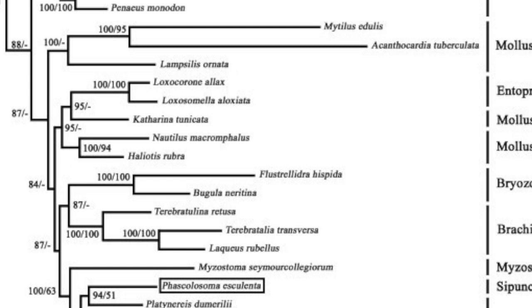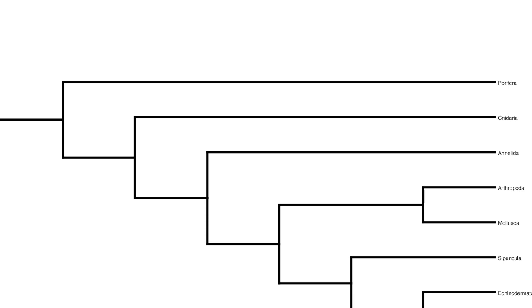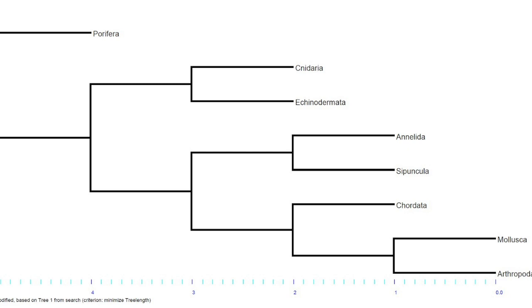And here we have two phylogenetic trees, and as you can see, the second tree is the most parsimonious because there are the least amount of changes. In this tree, the Sipunculas are actually most closely related to the Annelida.